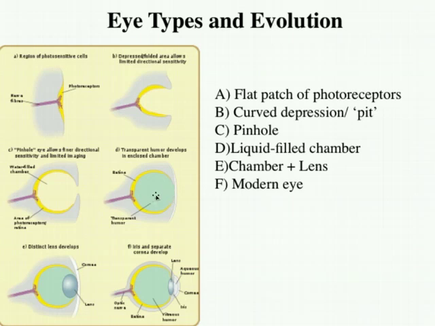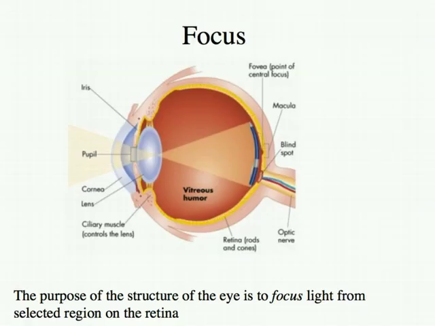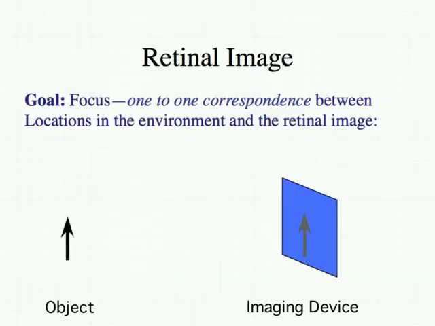And as we look at even further stages in evolutionary development and complexity, you end up with a chamber like ours, then eventually with a lens, and even a movable and changeable lens, which is the kind of eye that we have. So what is the purpose of all these structures, and why did they develop over time? So the purpose of the eye, and certainly the human eye, in this complex structure, is to bring the light that's coming from the outside world into focus on the retina. To focus light from selected regions onto the retina. So what we mean by focus is a one-to-one correspondence between locations in the environment and the retinal image.